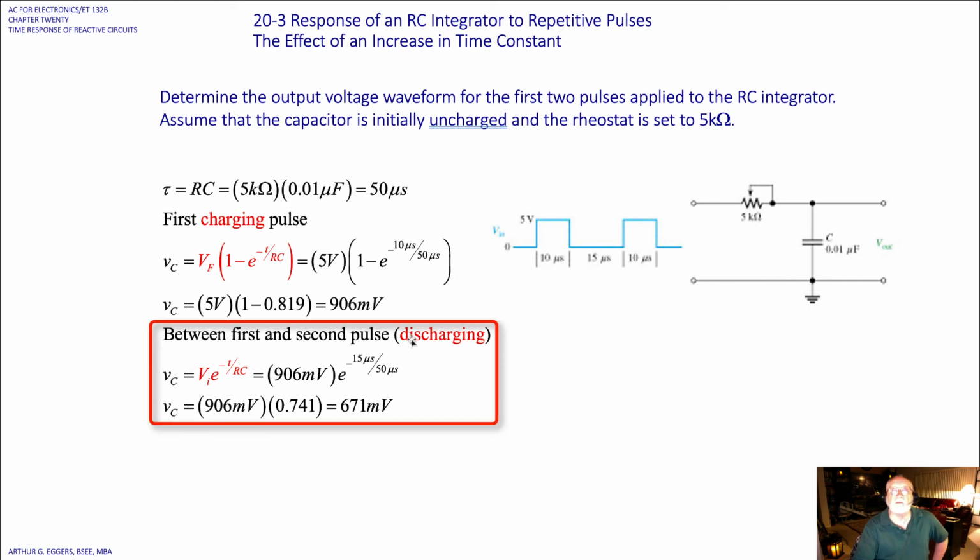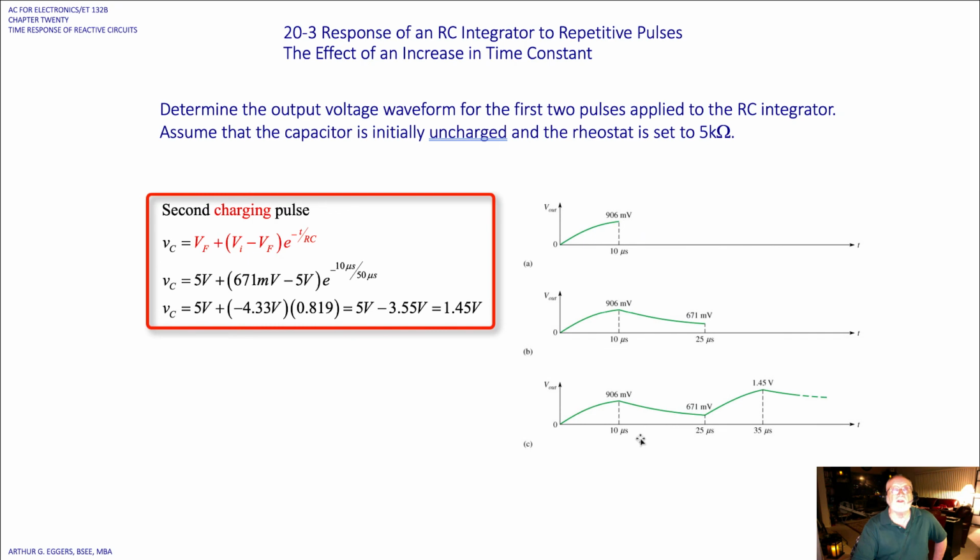Between the first and second pulse, where we have discharging, we switch to the other relationship. Again, go back to your DC time constants and refamiliarize yourself with this relationship. This one and the previous one are fundamental to charging and discharging using the exponential. So minus t over RC gives us a value of 15 microseconds over 50 microseconds. We take the exponential of that, multiply it by that 906, and we get 671 millivolts.